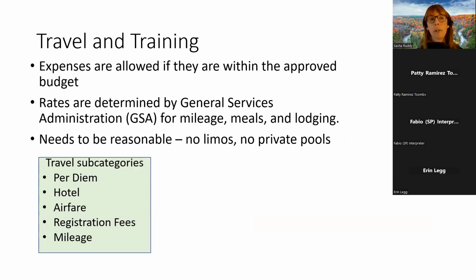The next thing that we're coming to, or the next subcategory, is travel and training. So expenses are allowed if they're within an approved budget. The rates for that are determined by the General Services Administration, or the GSA, and they include mileage, meals, and lodging.